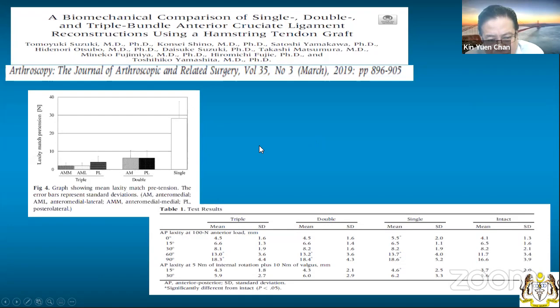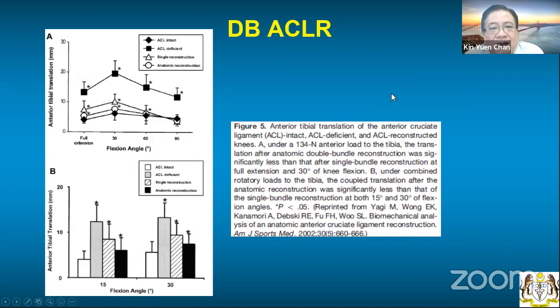which can be, I guess, pretty technically difficult. And looking at tibial translation, it matches. If you look at this graph here on the top, with the single reconstruction of the ACL, you can see this triangular graph. It actually shows that it's slightly higher than the native intact ACL in terms of translation. So the anatomical reconstruction keeps it closest to the native tibial translation as it moves through the different range of angles of the knee. Okay.